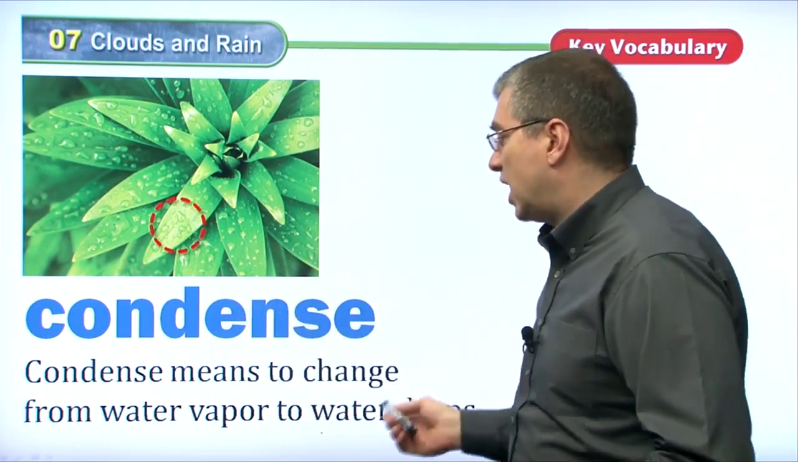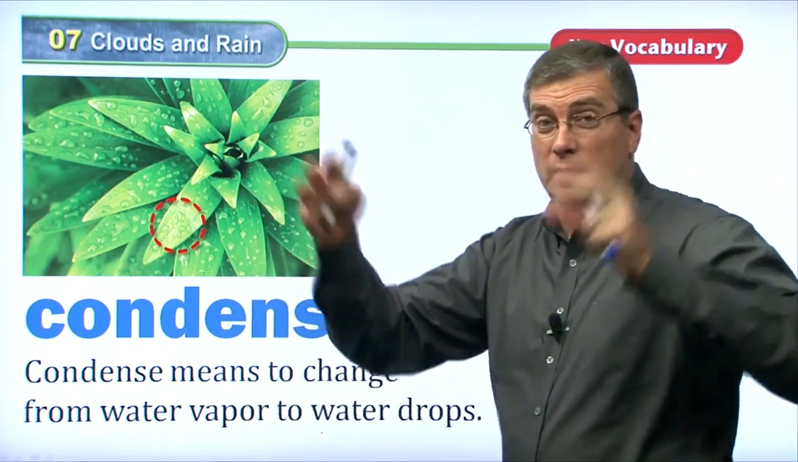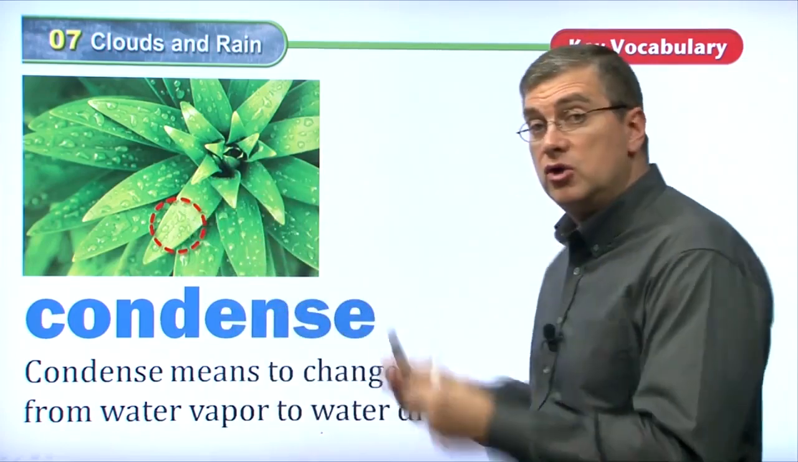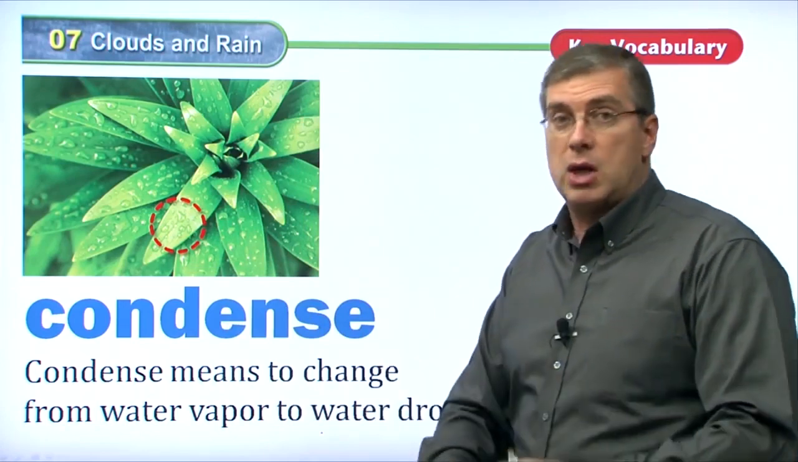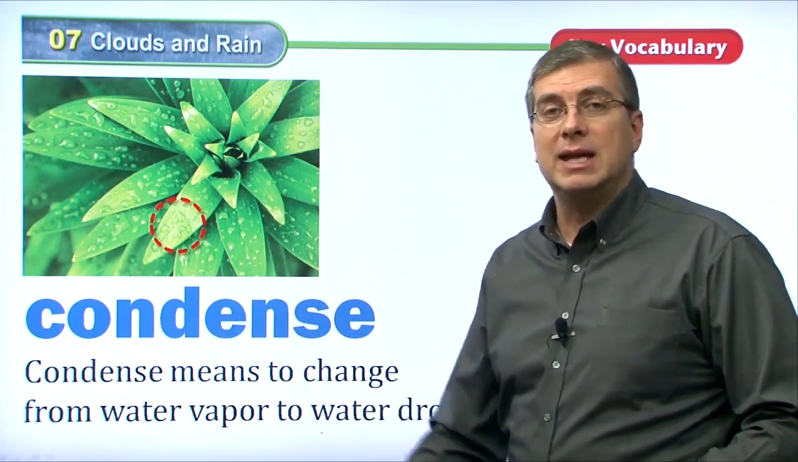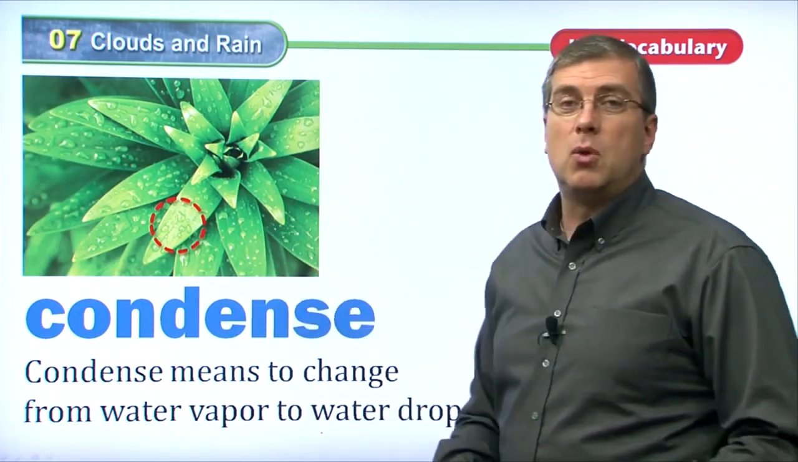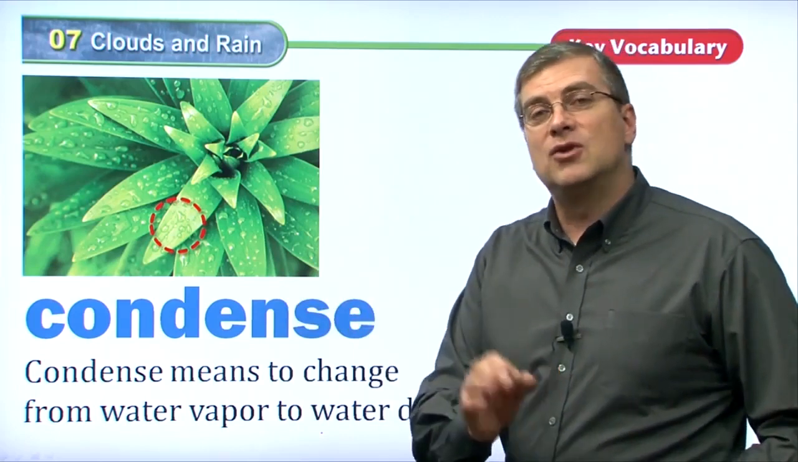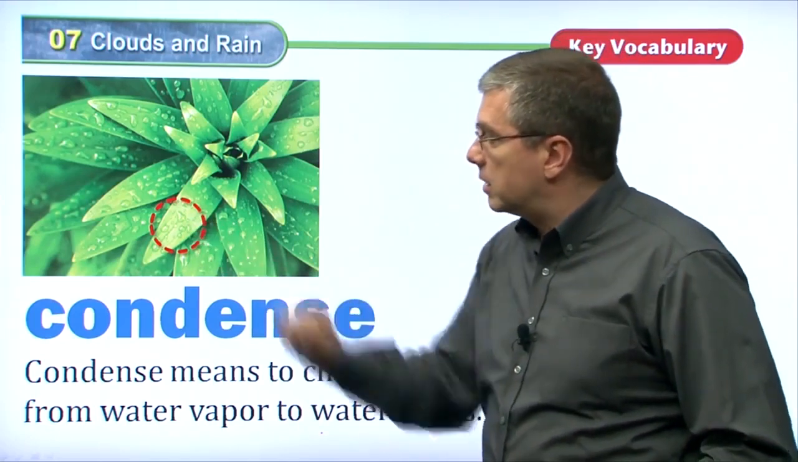Condense means to change from water vapor in the air to water drops. And these water drops fall onto the ground, on the grass, on the leaves. And so even in the morning, if it didn't rain, you will find drops of water like we can see here in the picture.